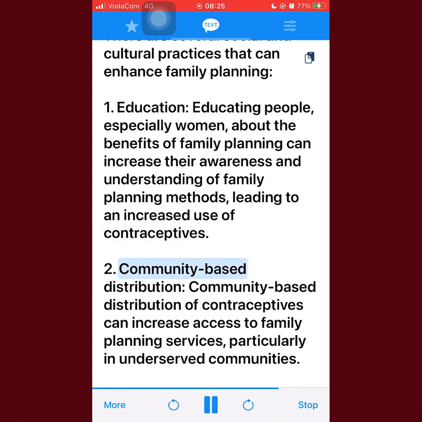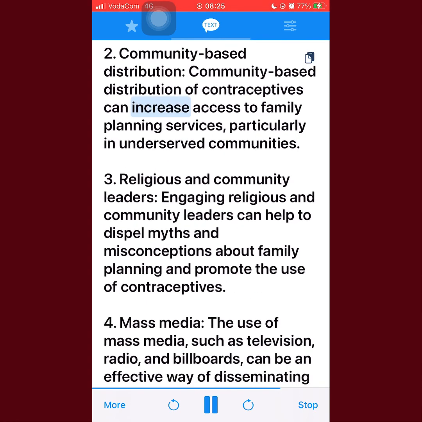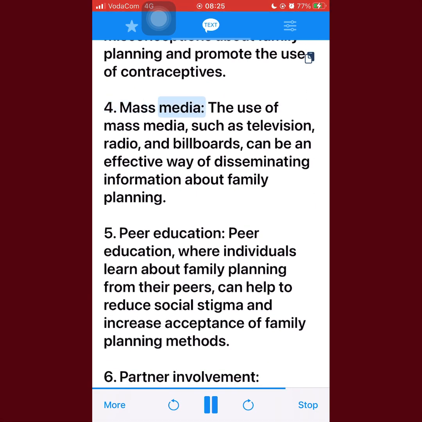2. Community-based distribution. Community-based distribution of contraceptives can increase access to family planning services, particularly in underserved communities. 3. Religious and community leaders. Engaging religious and community leaders can help to dispel myths and misconceptions about family planning and promote the use of contraceptives. 4. Mass media. The use of mass media, such as television, radio, and billboards, can be an effective way of disseminating information about family planning.